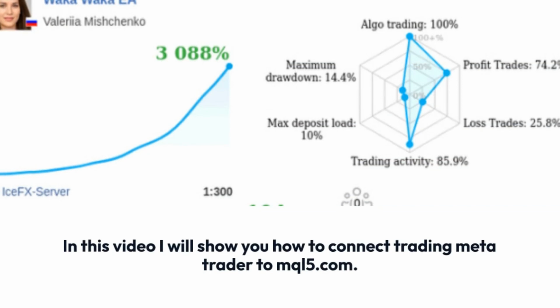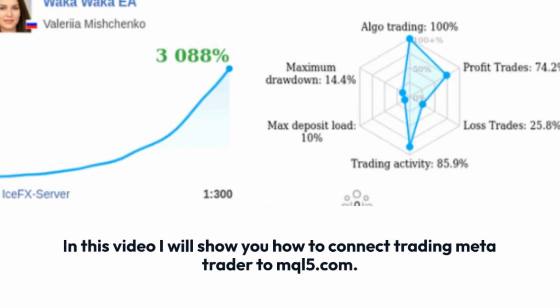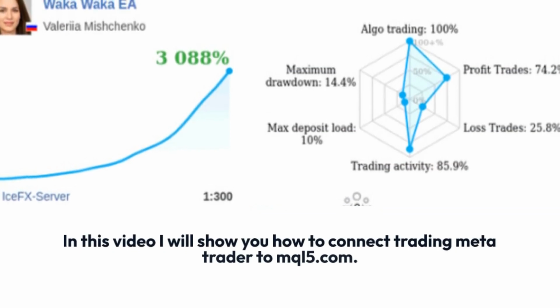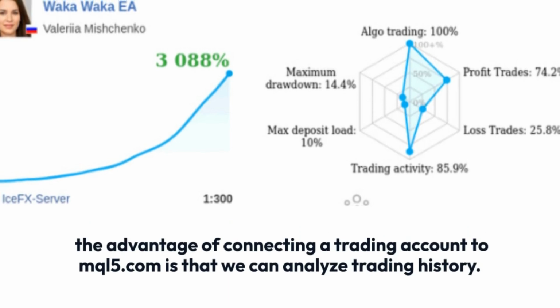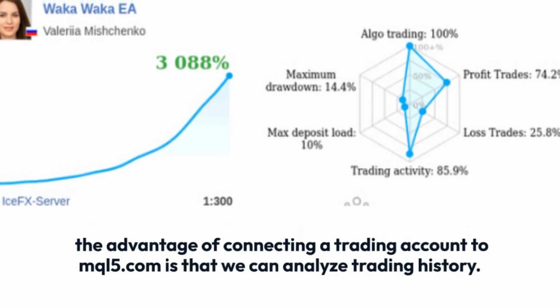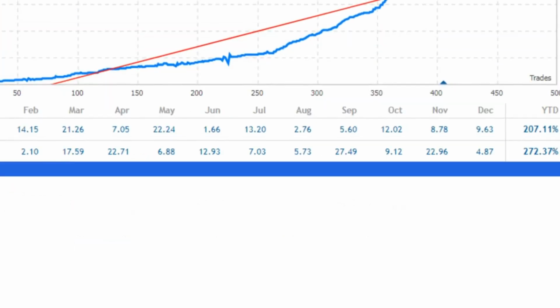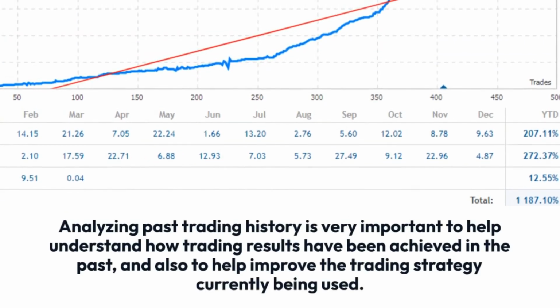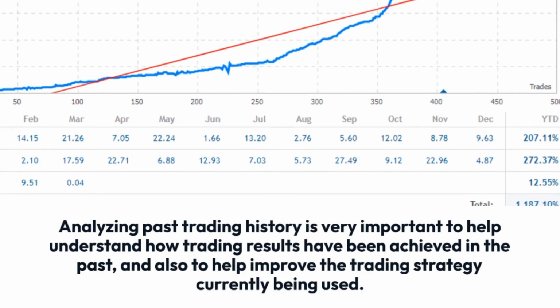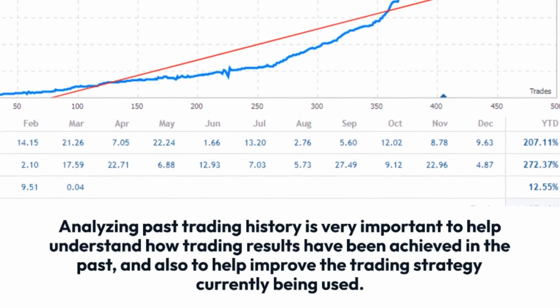In this video I will show you how to connect MetaTrader to MQL5.com. The advantage of connecting a trading account to MQL5.com is that we can analyze trading history. Analyzing past trading history is very important to help understand how trading results have been achieved in the past, and also to help improve the trading strategy currently being used.